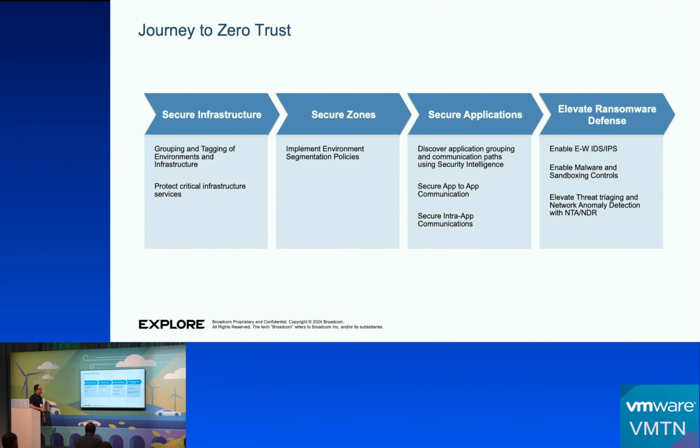So journey to zero trust, you start off with the infrastructure. Infrastructure, like a distributed firewall, you normally start with grouping and tagging, to make sure you have proper grouping of your zones: production environment, dev environment, or other common services. You want to secure your zones. What are the policies you want to create? A can talk to B, B cannot talk to C, for example.